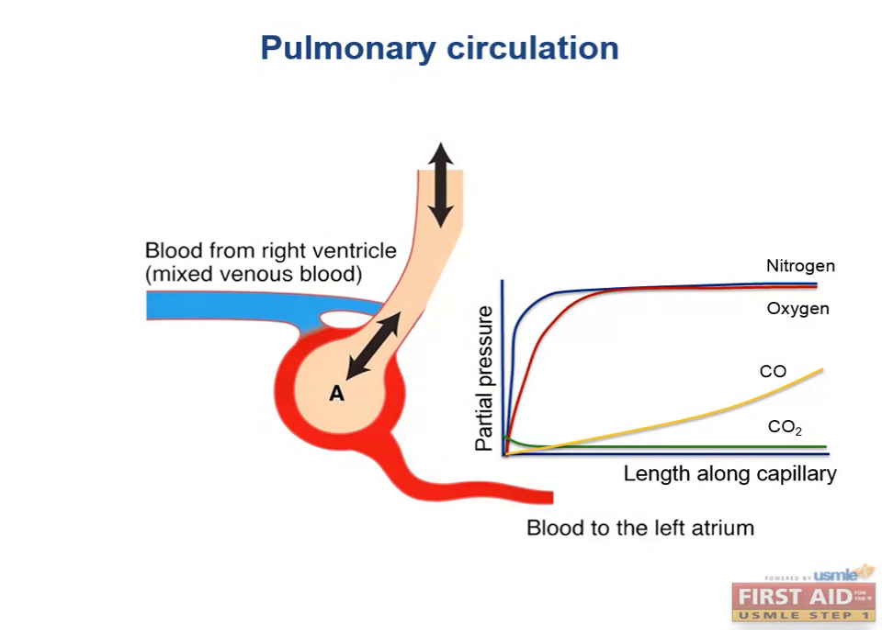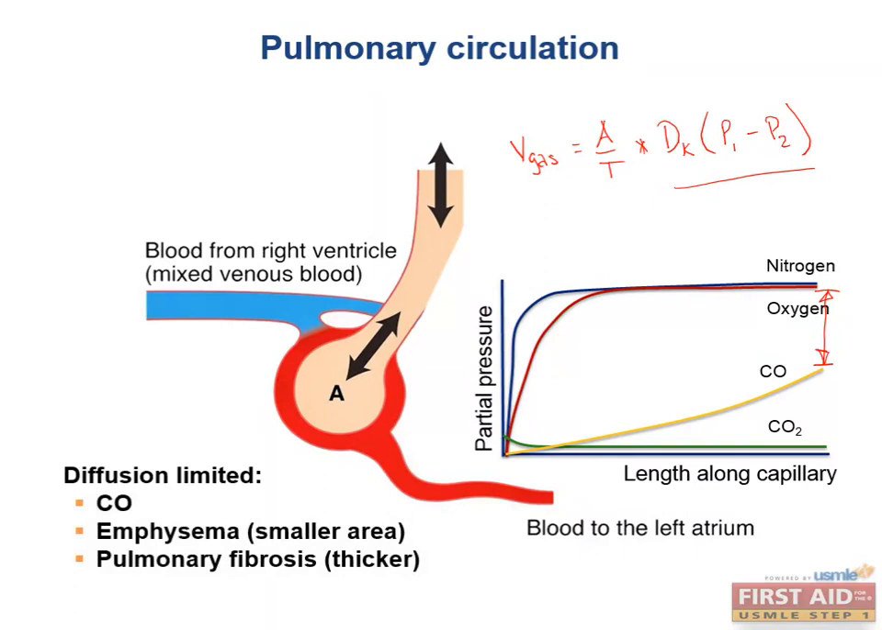What governs this type of diffusion? Take a look at this equation. Here, A is area, T is thickness, and this whole term is the difference in partial pressures. Now, for carbon monoxide, blood is not in the pulmonary capillaries long enough to reach equilibrium with the alveolar air, as represented by this gap. So, when else does gas exchange behave this way? Carbon monoxide, obviously, and pathologic states, in which the gas either has a smaller surface area to diffuse across, such as in emphysema, or has to diffuse across a thicker membrane, such as with pulmonary fibrosis.